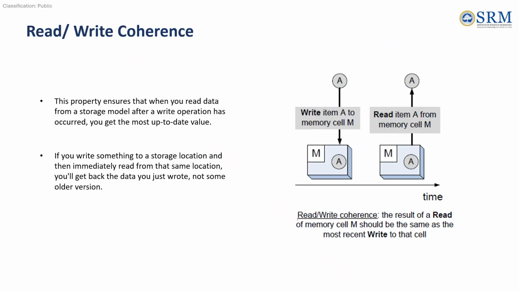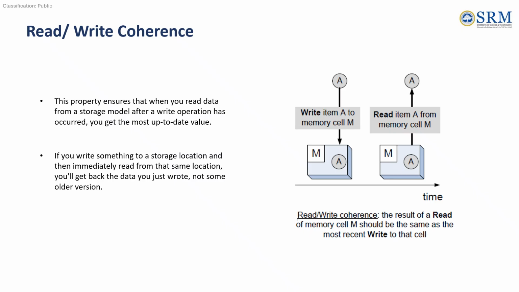First, read-write coherence. Suppose you update a file or save a new value into a database. Immediately after the write operation, if another user or application reads the data, they should receive the latest updated value and not an older version. For example, imagine updating a profile picture on a social media platform. Once the upload is completed, everyone accessing your profile should see the new picture instead of the old one. This is the idea behind read-write coherence.